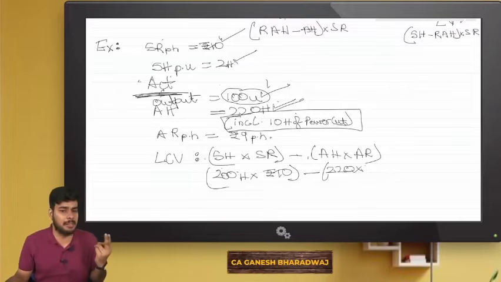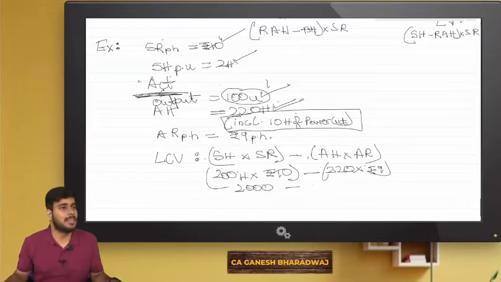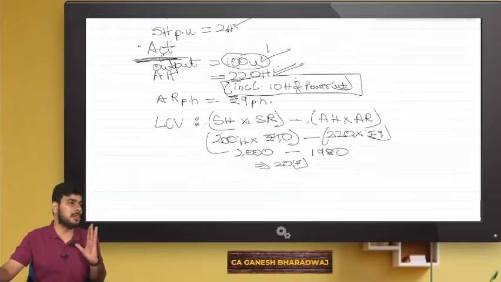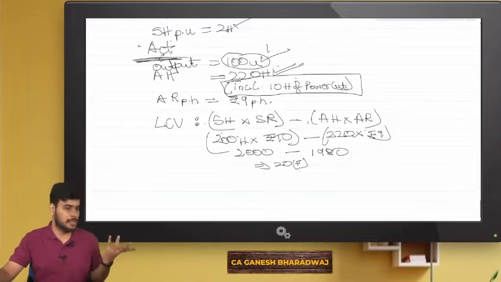Into rate, actually I paid was how much? 9. So tell me, 2000 minus 220 into 9 is how much? It's the same example only. It's 1980. So this is 20 rupees favorable. Guys, 20 favorable, no? You were allowed to incur 2000, you've incurred only 1980, which is 20 favorable, guys.